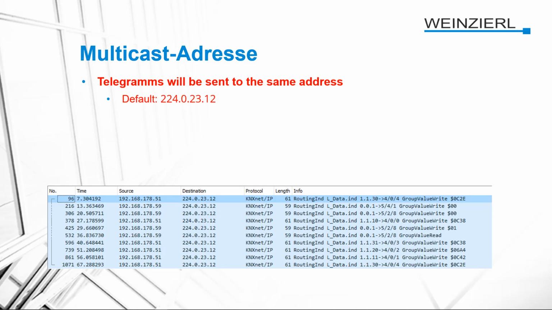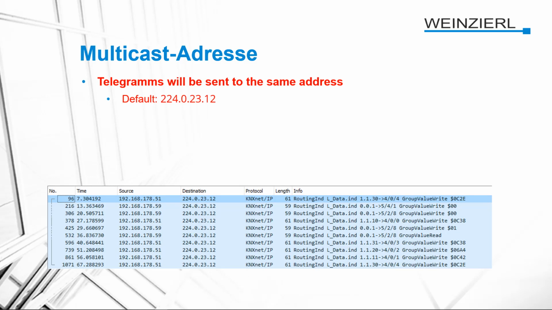As already discussed, the IP address is sort of the house number or the address of a network device. So therefore, an address is required to which all KNX IP devices can react. And by default, this is the 224.0.23.12, and it is reserved by the IANA for KNX IP.